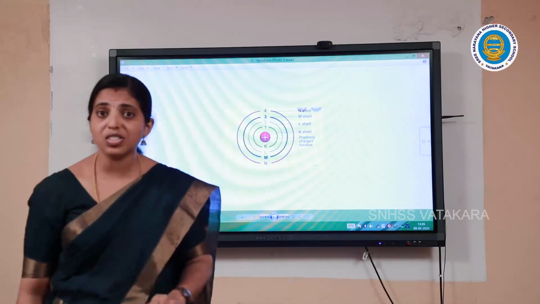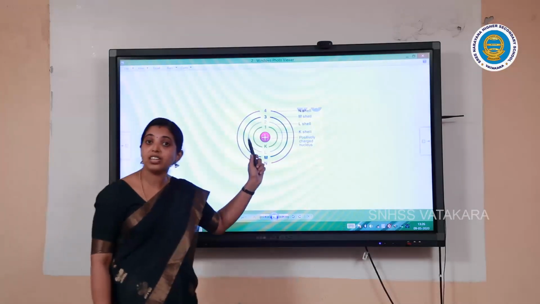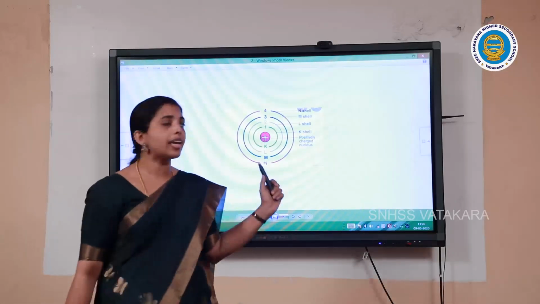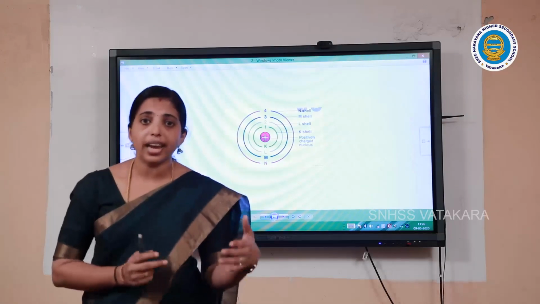Which shell has the least energy? K shell. Why does the K shell have the least energy? Because it is very close to the nucleus. So these are about the energy of the shells.